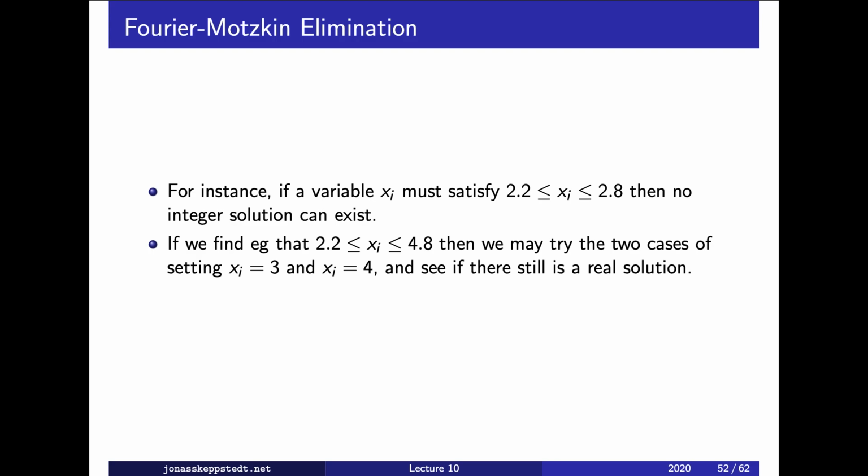Determining whether there is an integer solution to a system of linear inequalities is NP-complete. But there are cases where we can draw more conclusions, such as if we get something like this, then there can be no integer solution, obviously. And if we have a sufficiently small range here, we may want to try setting xi to different integers and see if there still is a real solution.